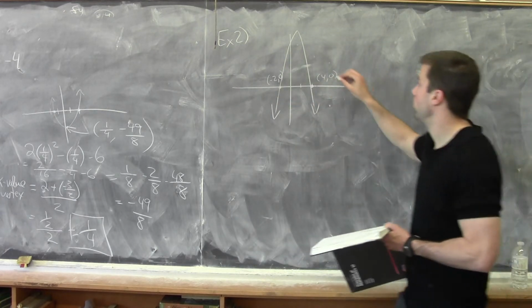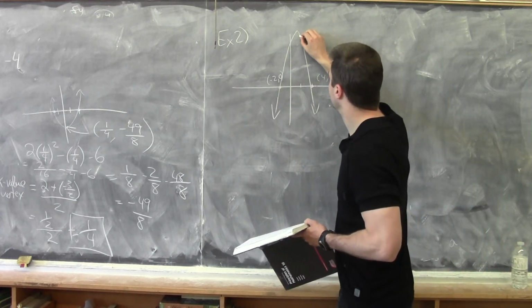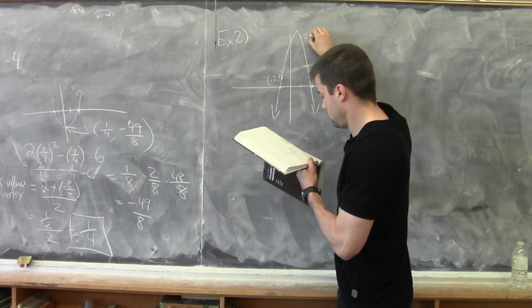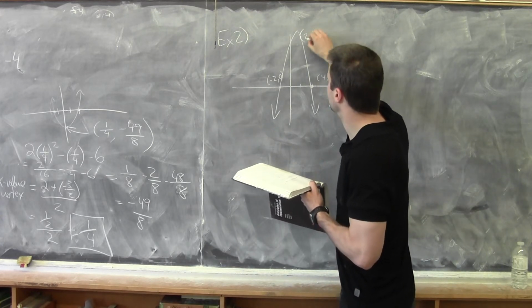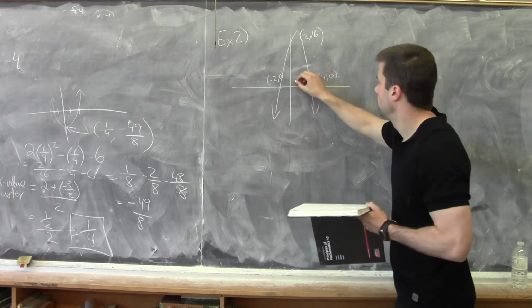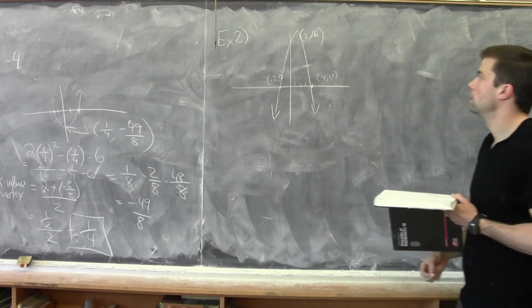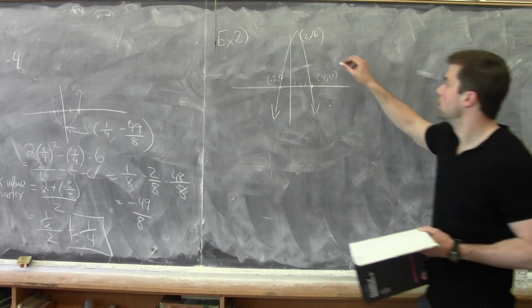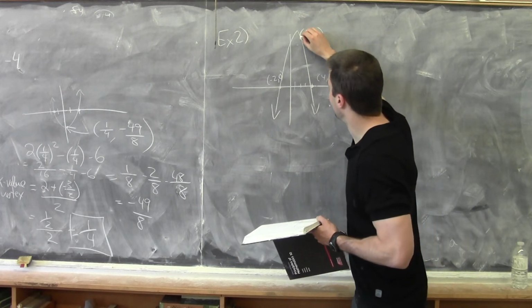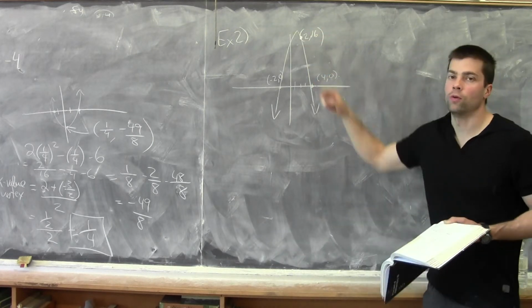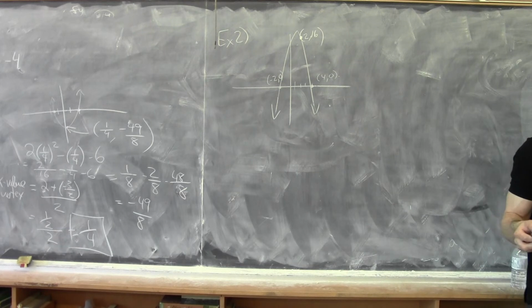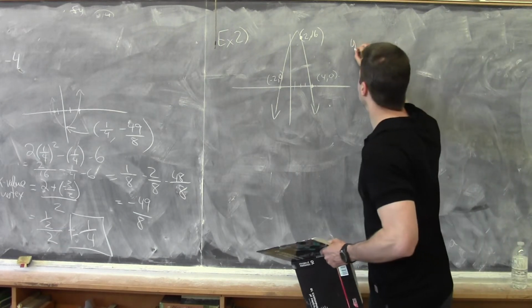It tells us 1 point over here is 2, 16. That's not the vertex, that's actually a point on the parabola, just below the vertex. And it says write an equation in standard form. So it wants an equation in this form.